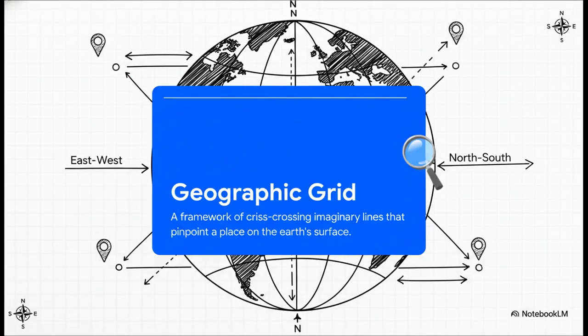The solution is called the geographic grid. The easiest way to think about it is to imagine a giant, invisible net draped over the entire planet. You've got these east to west lines and north to south lines crisscrossing, and at every single one of those intersections, we get a unique, precise address for any spot on Earth.